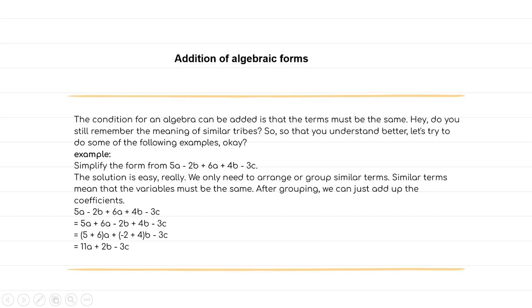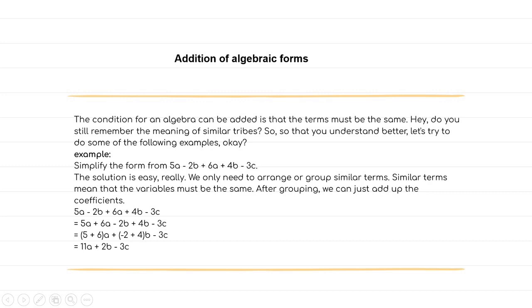First, addition of algebraic forms. The condition for algebraic forms to be added is that the terms must be the same. Hey, do you still remember the meaning of similar terms? So that you understand better, let's try some of the following examples, okay?